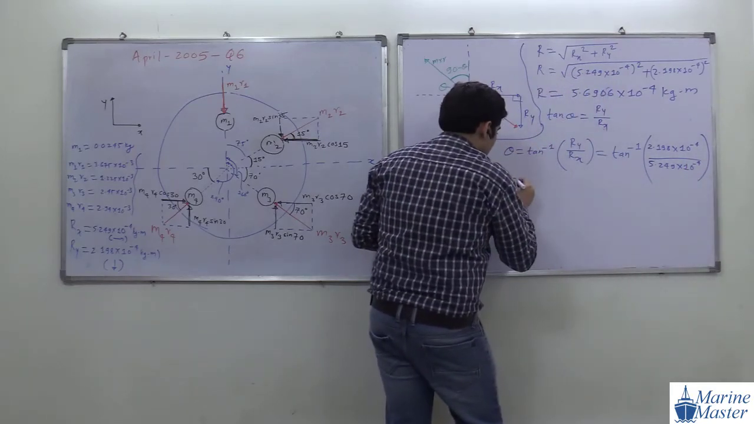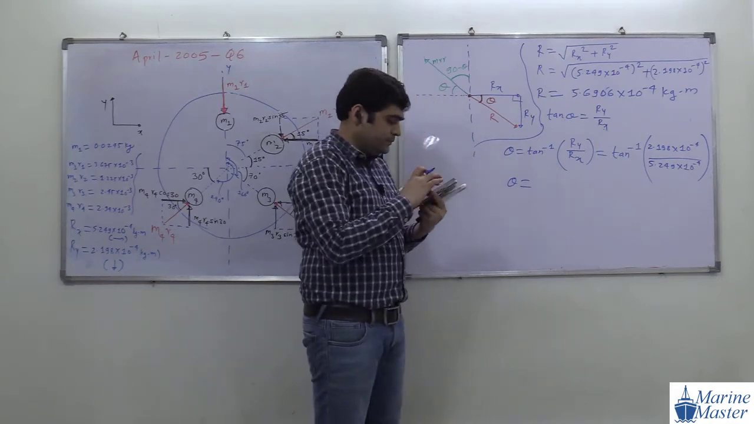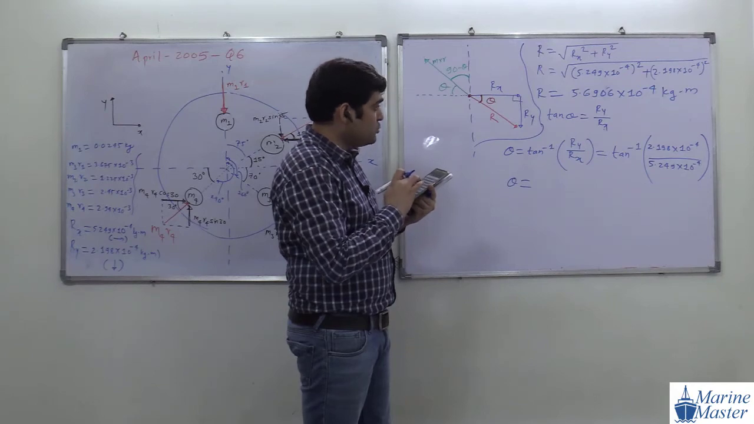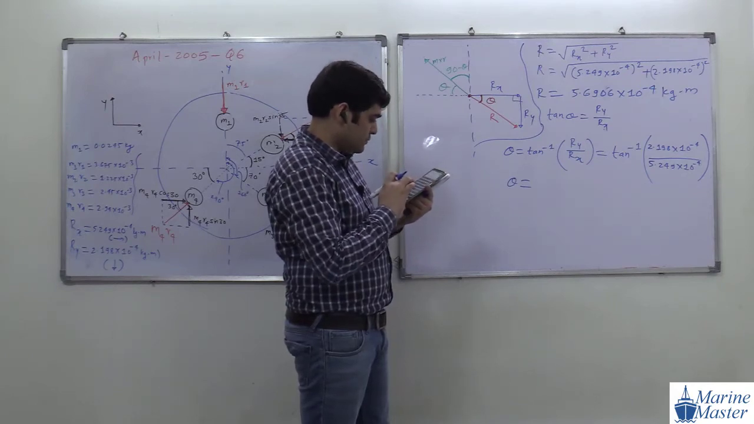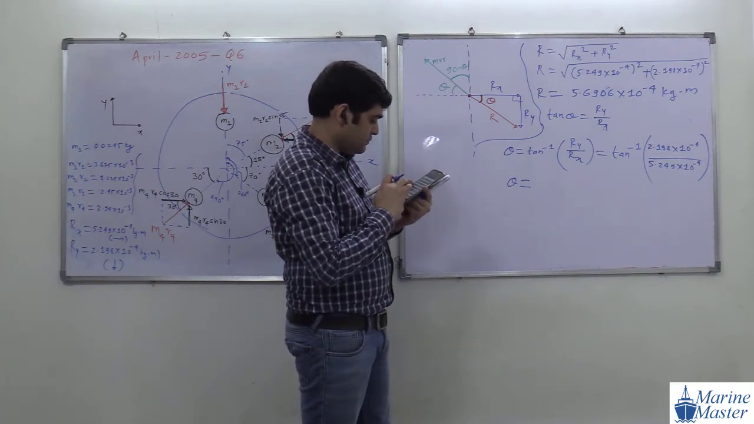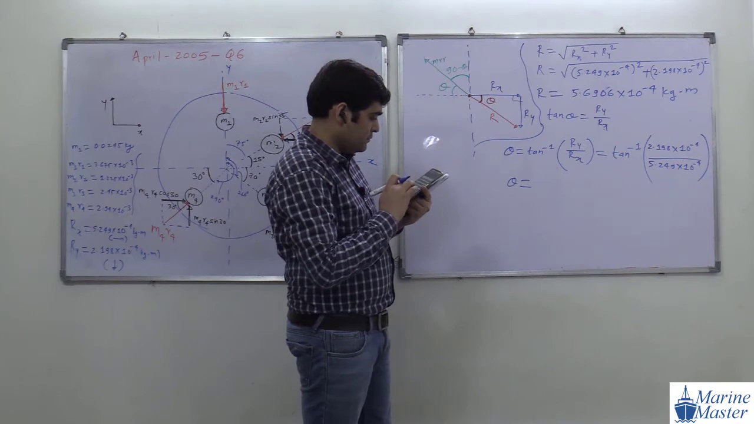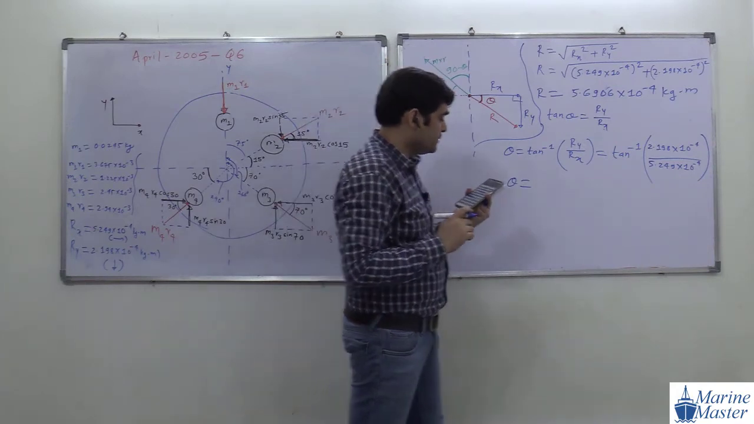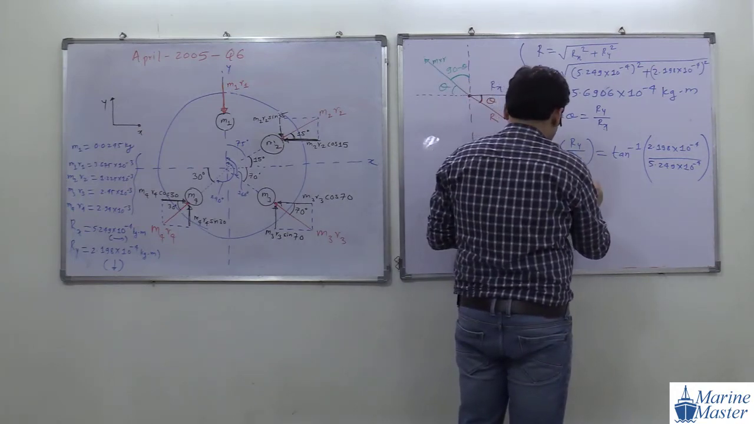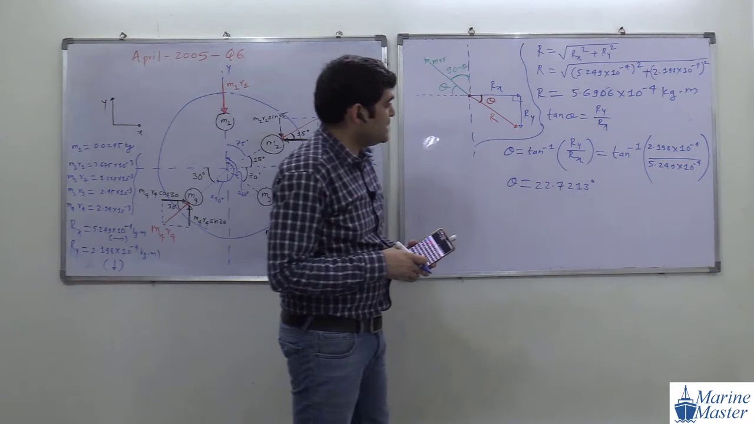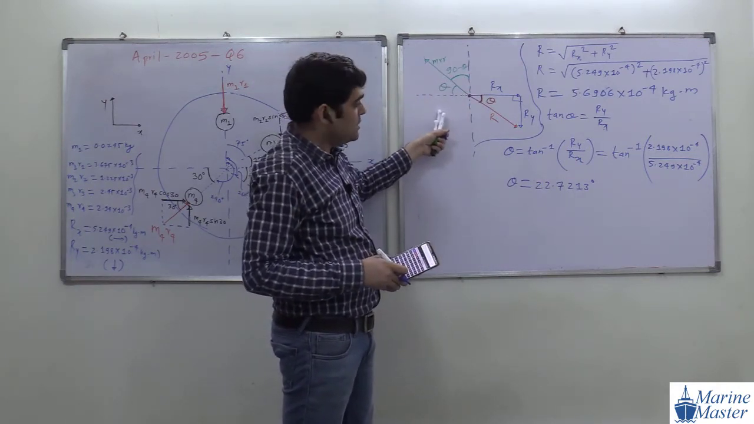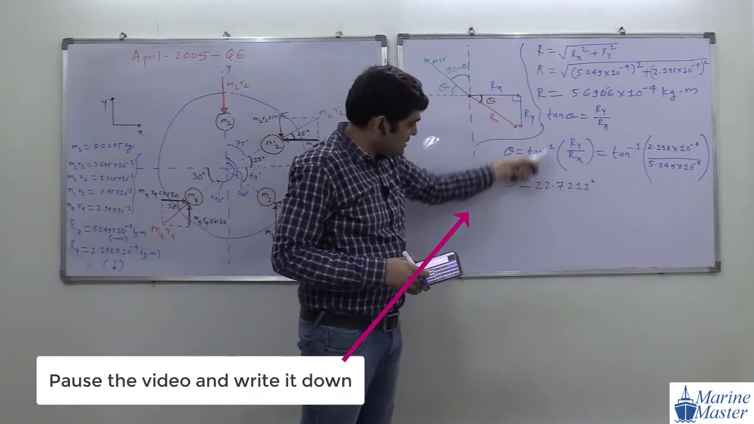So what will be the theta? Everyone, please do the calculation. How much? 23 degree. Okay. So we got R and theta. So everyone, please first of all draw this drawing. After this drawing, please write down these things.